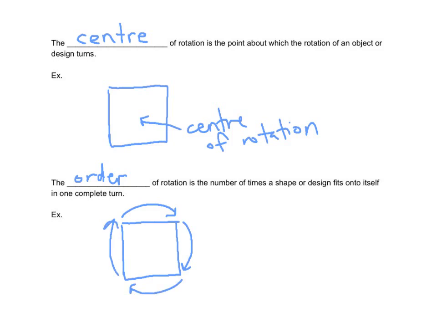So altogether there would be 4 different times, if you stopped it 4 different times, a quarter of the way around each time, and you would not be able to tell that it had been anything different from the original. So that means that the order of rotation of this square would be 4, because there are 4 different times along the way that it would look exactly like its original, that it would fit onto itself. So the order of rotation would be 4 for a square.